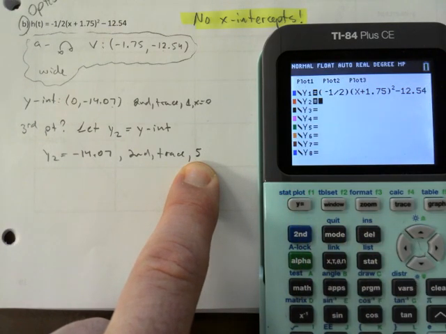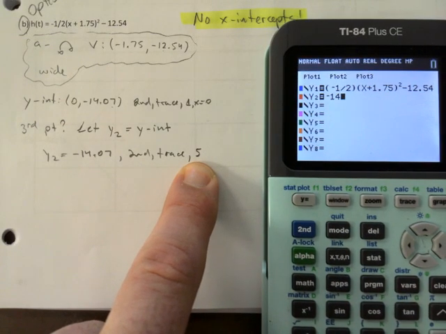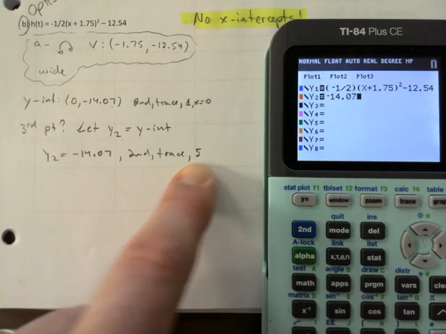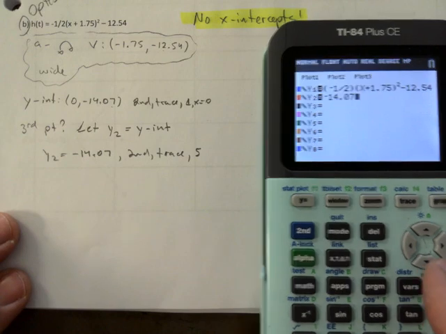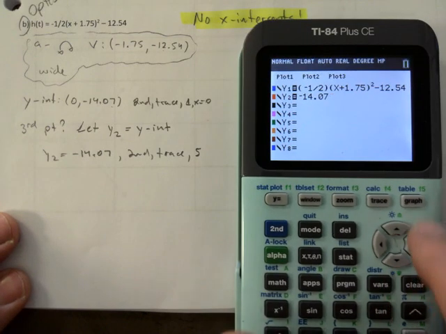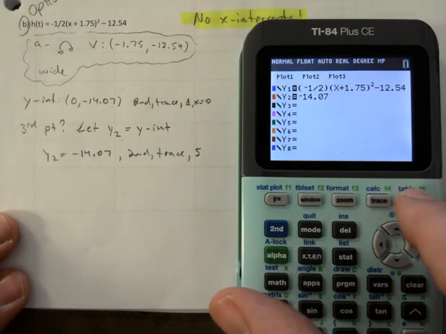y2 is negative, not minus. If you ever put down a number that is the leading coefficient, or just a number in general, you have to start with a negative, not a minus. Okay, so you put that in your y2 and hit graph.